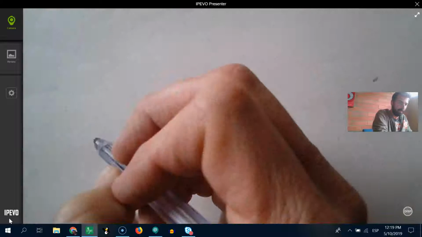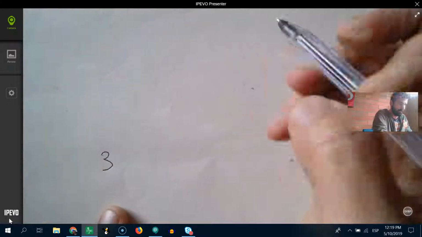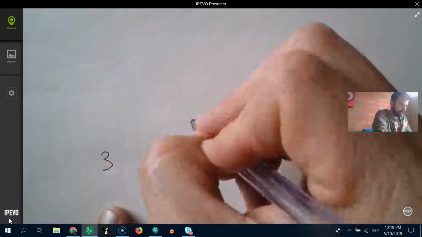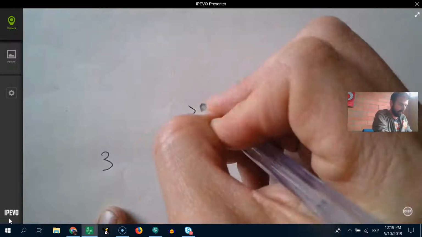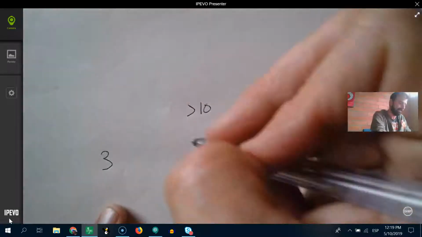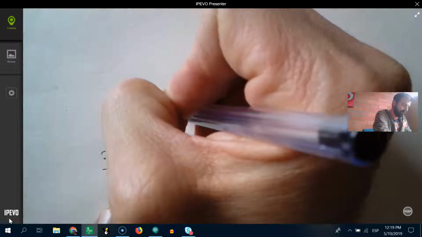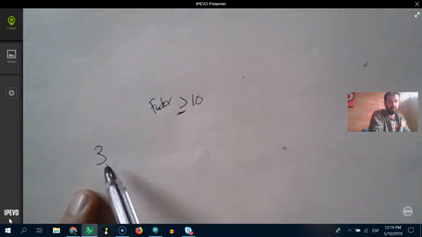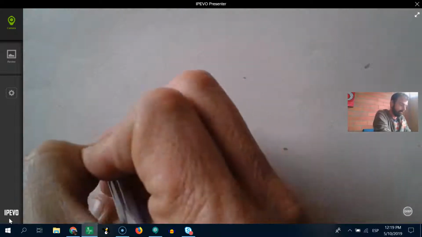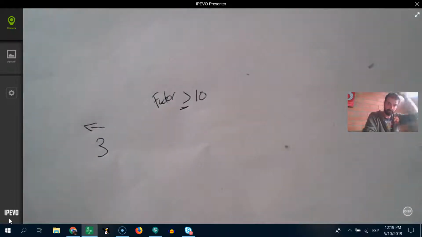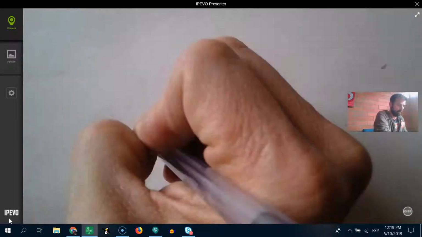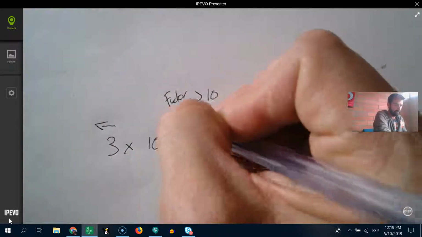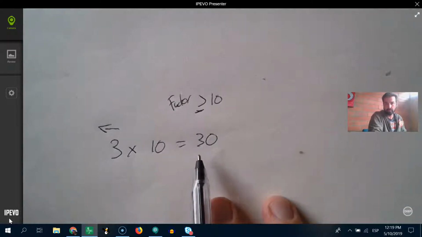happening. So let's say I have a number like 3. I'm talking about anything greater than 10. So any factor of 10 that is greater than or equal to 10. This digit is going to move to the left by the factor of that 10. So if it's 3 times 10, it's 30. That 3 has moved.